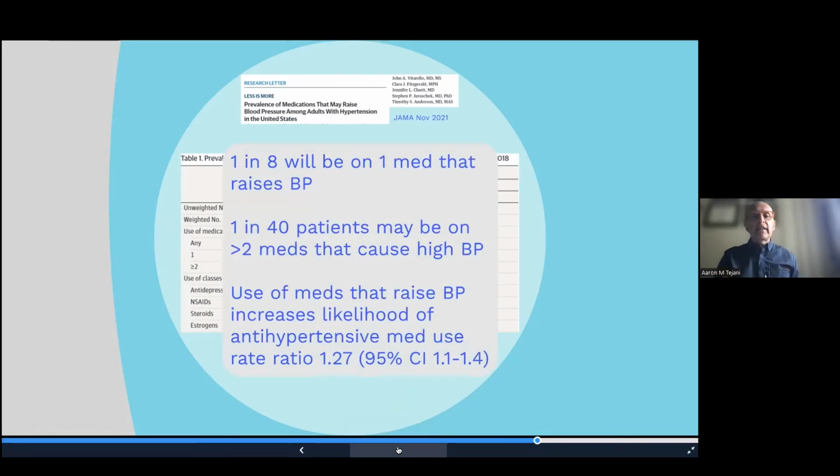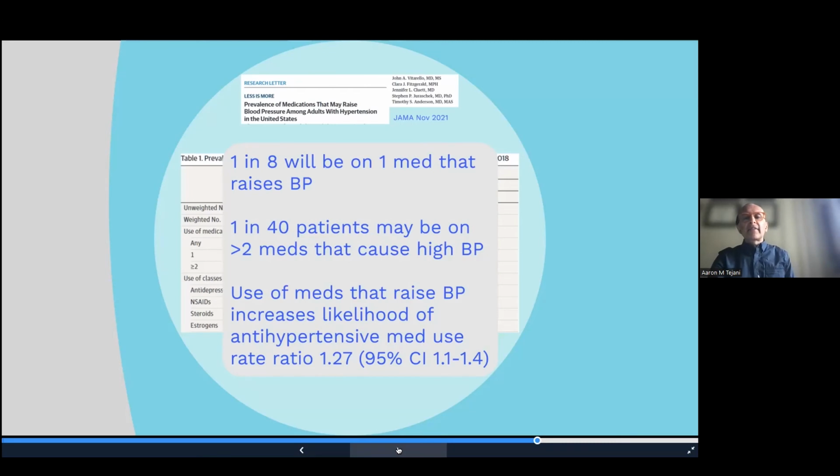What I read is that about 1 in 8 patients will be on at least one medication that raises their blood pressure. About 1 in 40 patients may be on at least 2 meds that cause high blood pressure. And the use of these meds that increase blood pressure increases the likelihood of antihypertensive medication use. And they try to control for confounding.